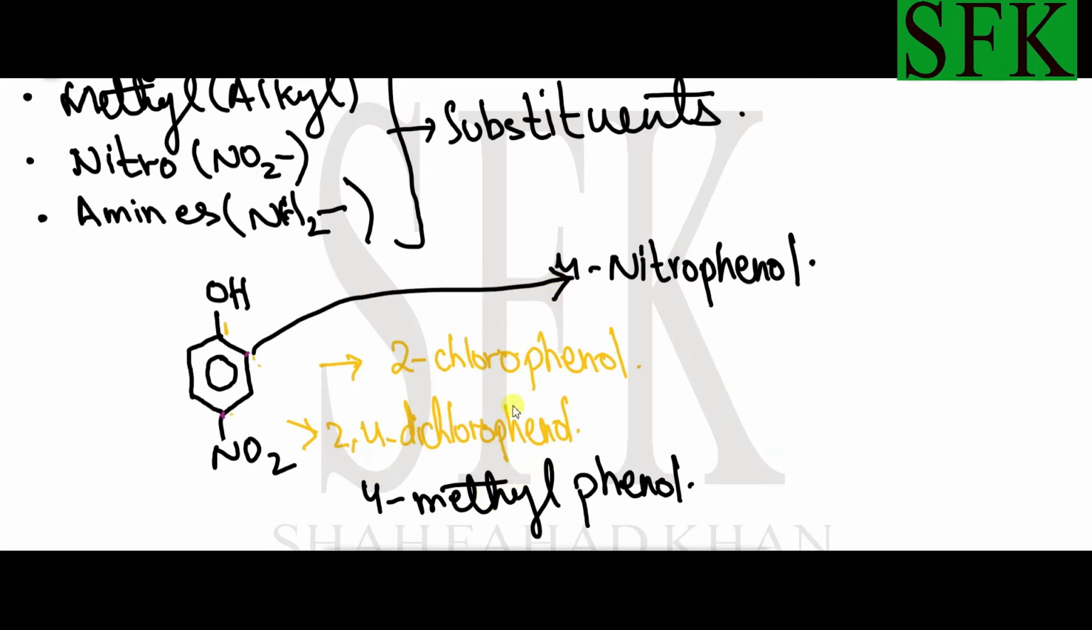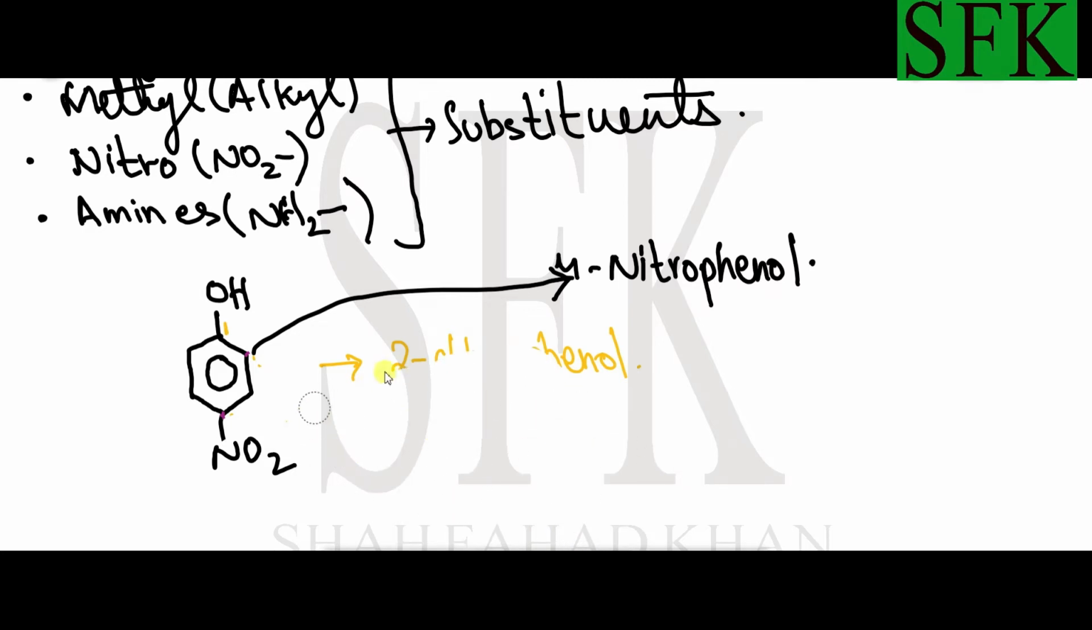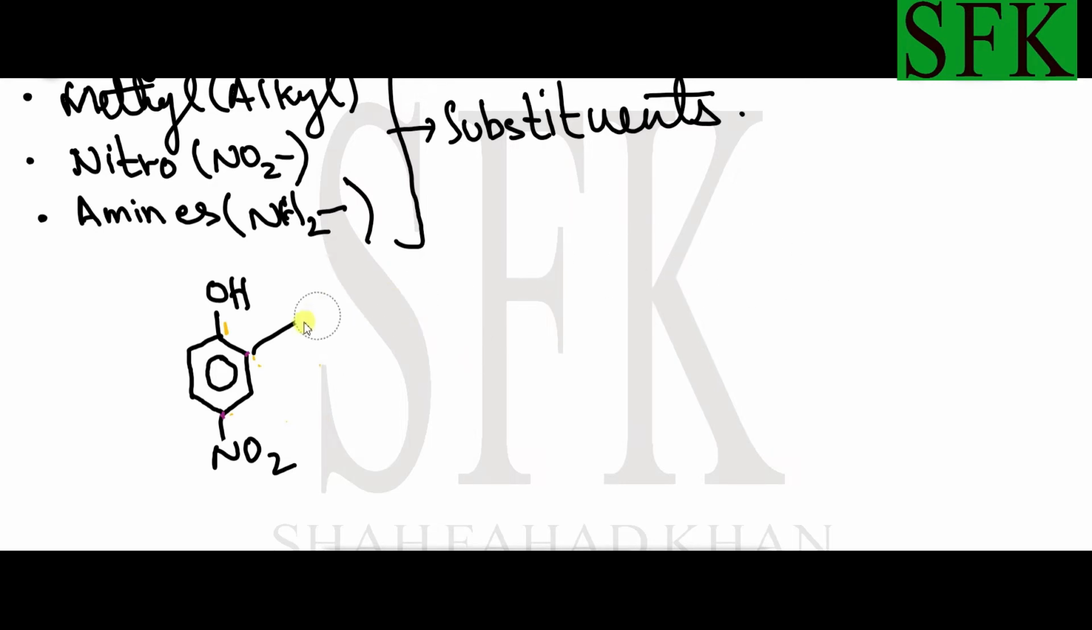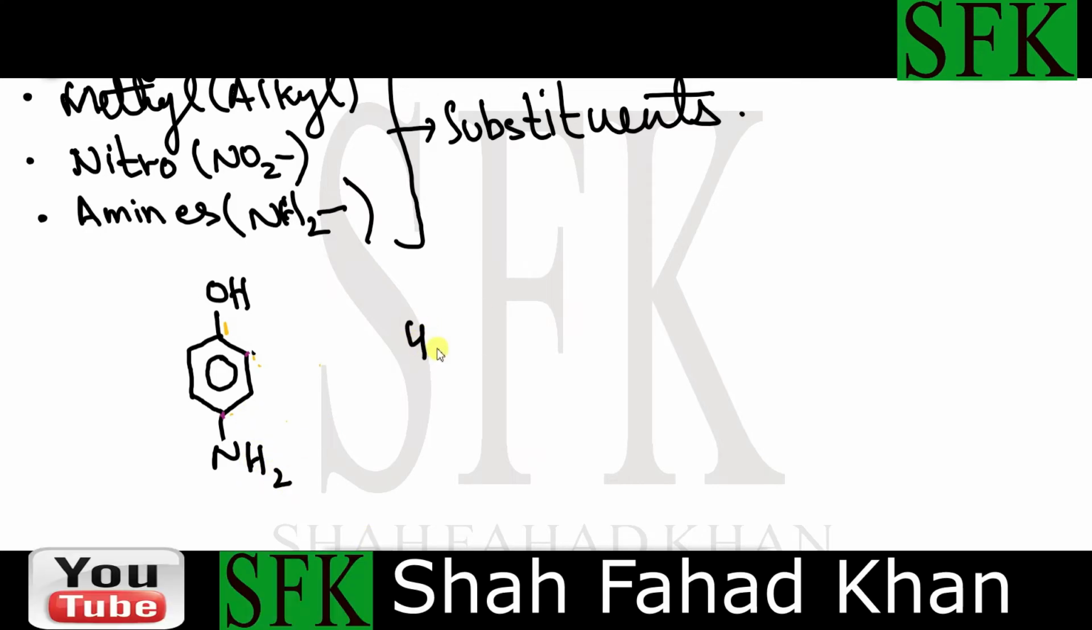Okay, and what if we have the amine groups? In the case of amines, the story changes a bit. If we have an NH2 group attached, it becomes 4-, the amine group is called the amino group. You must have heard about amino acids. The amine group becomes the amino group, so 4-aminophenol. This is how we name phenol derivatives. So this is all that you need to know about the naming in phenol.